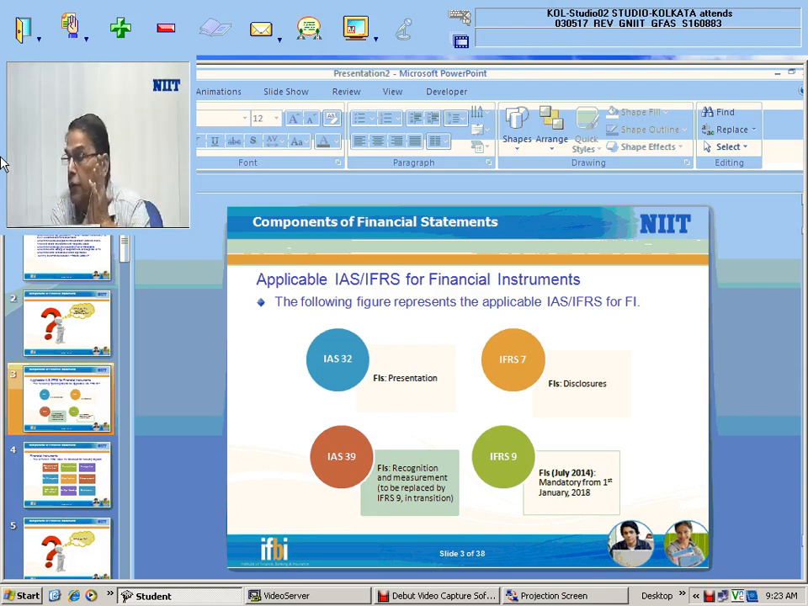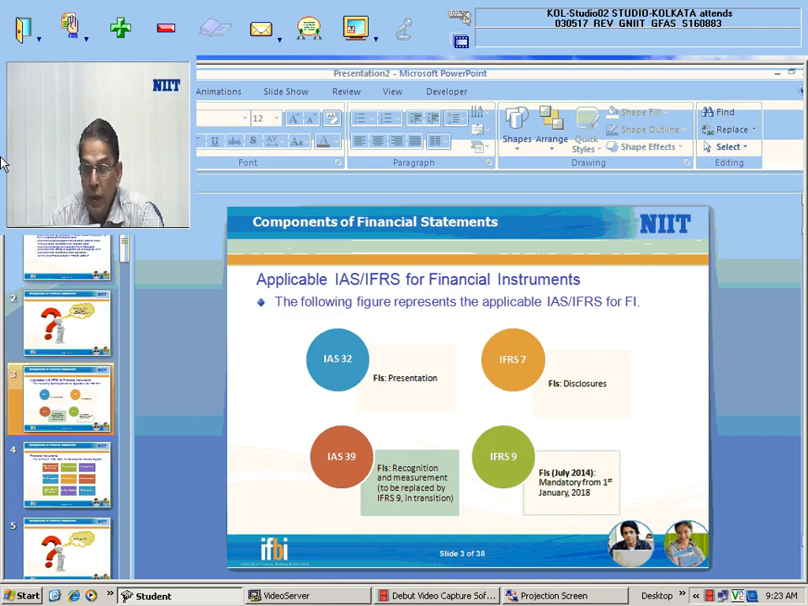It is mandatory from 1st January 2018. It was introduced in July 2004, but it is optional. It will become mandatory from 1st January 2018. So IAS 39 will get replaced by IFRS 9. IAS 39 is in transition, but it will be replaced by IFRS 9. And then we have IFRS 7 relating to disclosure requirements of financial instruments. So our main focus will remain on IAS 39 and to some extent IFRS 9 and IAS 32.